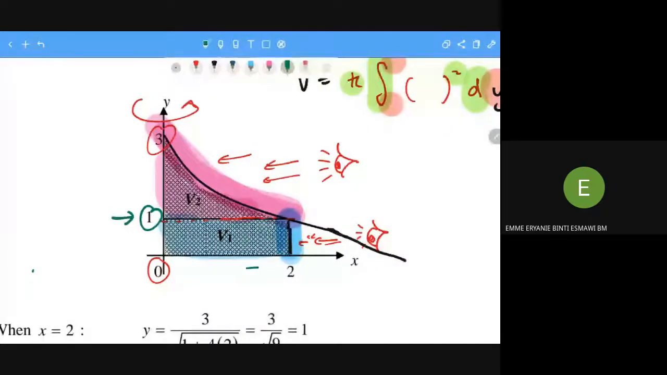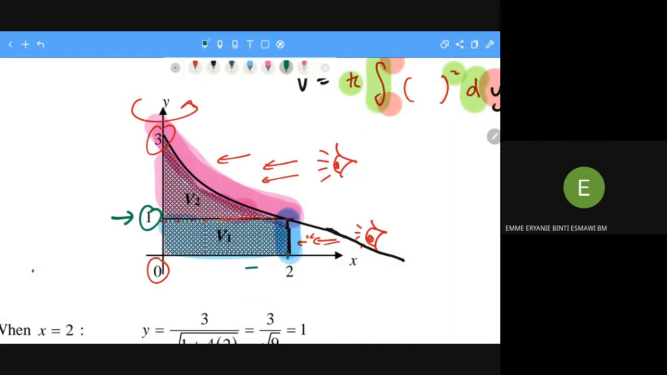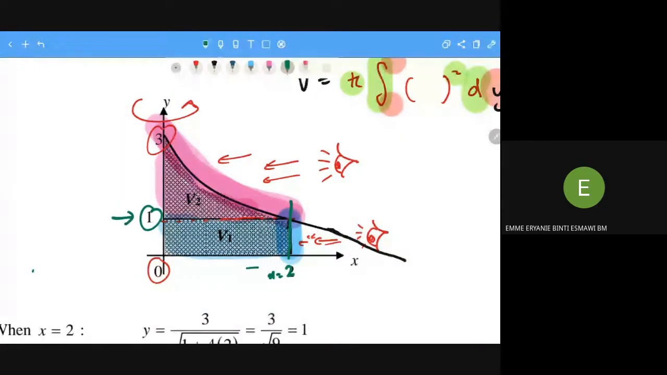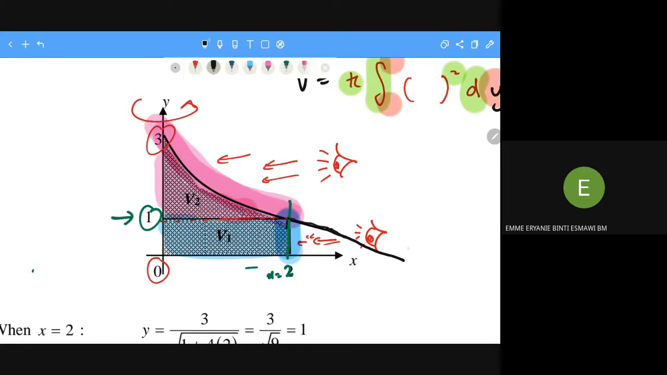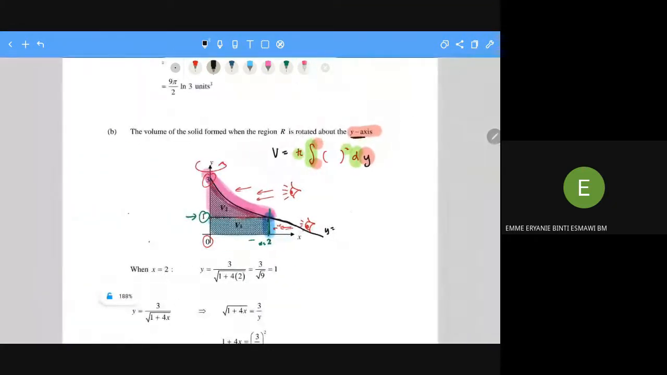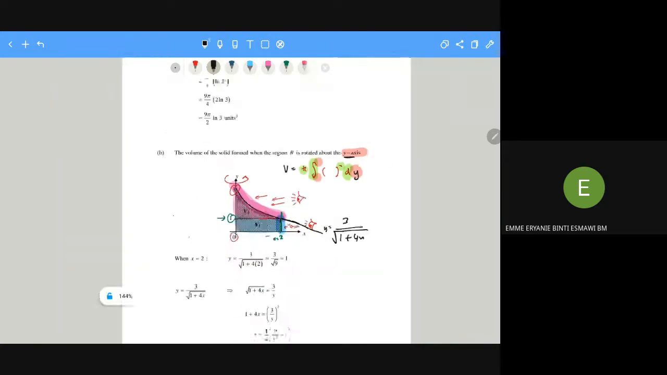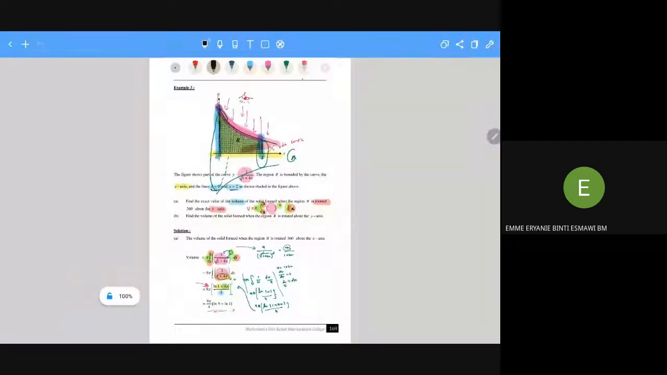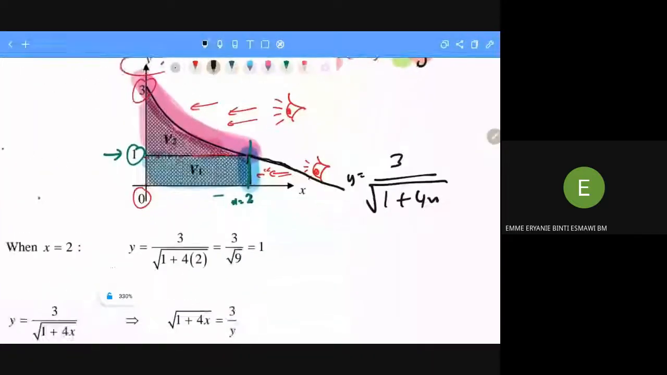Okay, tak apa. So kalau kita tengok dekat sini, kita dah tahu this is value x equal to 2. This is given in the first graph that's given to us dalam question tu. We know this is x equal to 2. And we know that the graph tu, yang ini adalah graph yang y equal to 3/1 plus 4x. Yep. So that's the function of the graph.